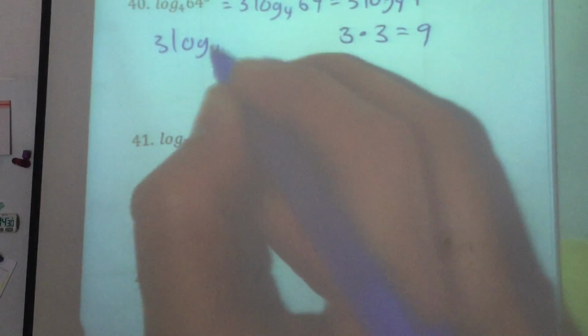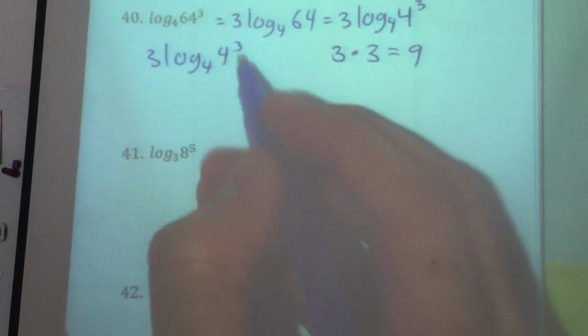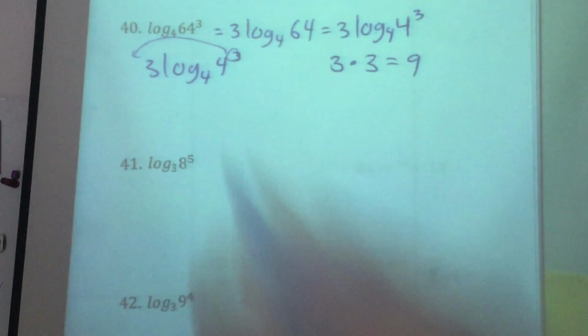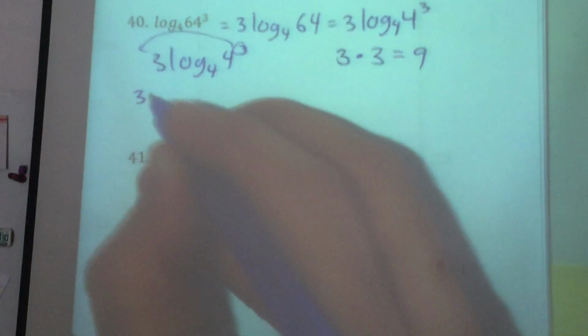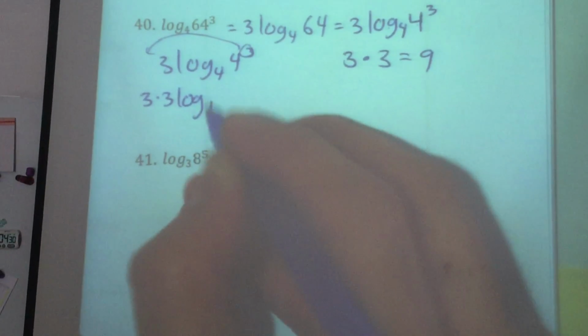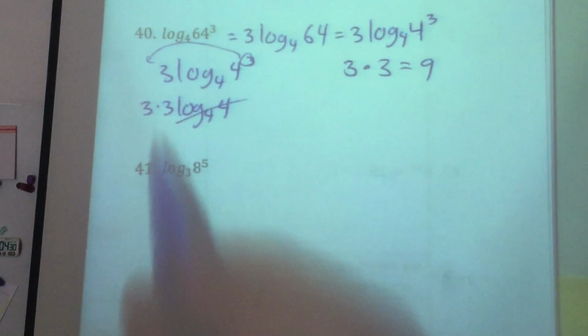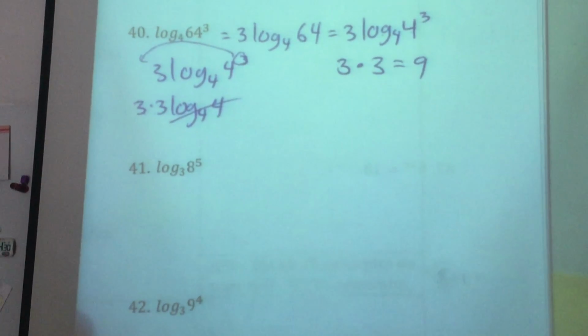Another way that you could go about it is, once you get to this point, 3 log base 4 of 4 cubed, you could use the power property again to take that exponent and bring it down, just like the one that you brought down at first. It's going to be right here in front. So it's 3 times 3 log base 4 of 4. And log base 4 of 4 is just 1, so it cancels out. So it's just 3 times 3, which again is 9. You get the same answer.